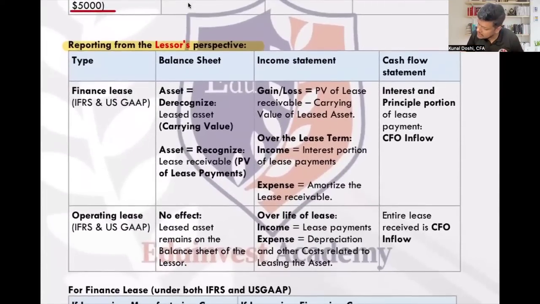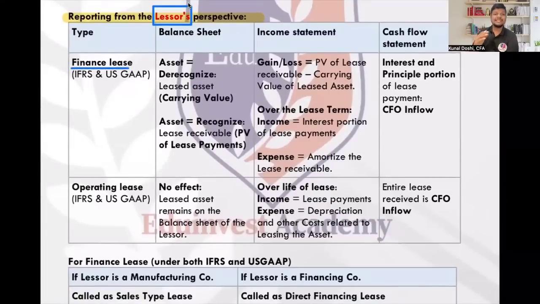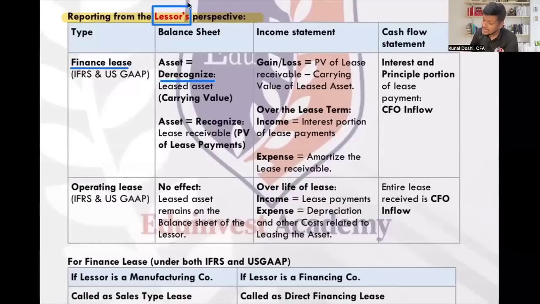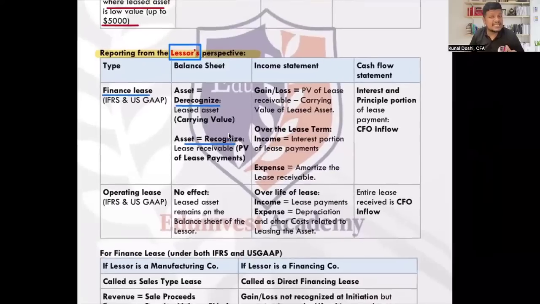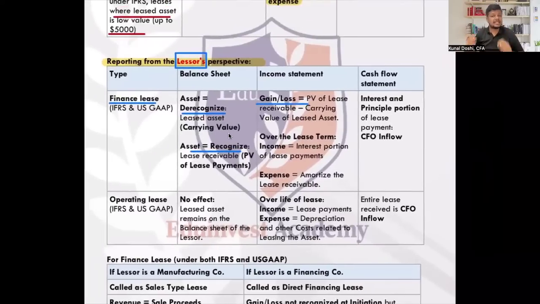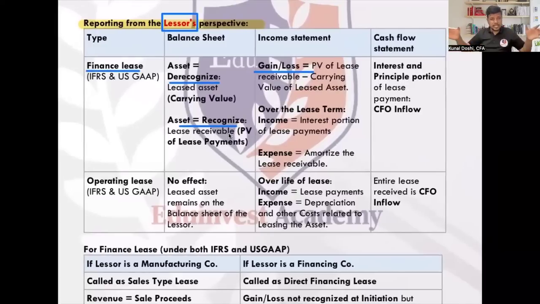For the lessor, leasing is sort of an income. So what the lessor will do, if it's a finance lease, the asset will go away from the lessor. So the lessor will derecognize the physical asset and recognize the lease receivable. And here, because this is the business for the lessor, the lessor will generate some gain or loss, which will be recognized in the income statement. And during the duration of the finance lease, as the lessee keeps paying interest and principal, that is also recognized in the income statement.